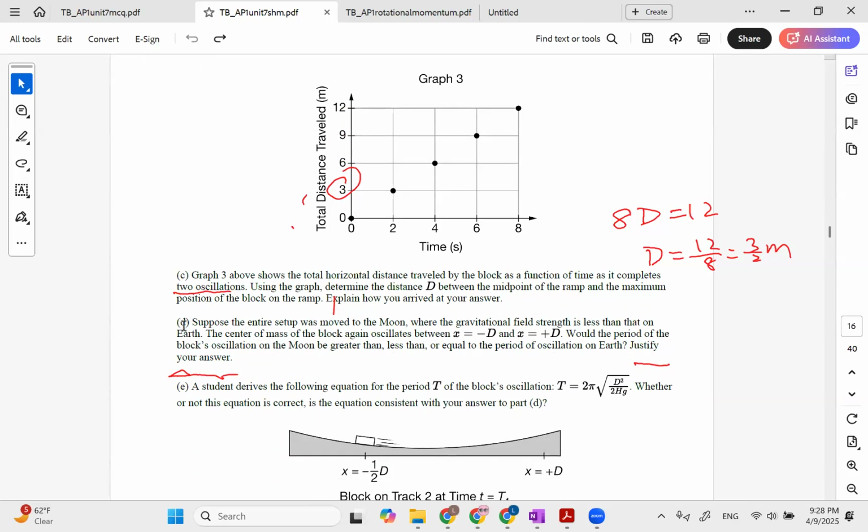D, Bonnie, you can read the question. Suppose the entire setup was moved to the moon, where the gravitational field strength is less than that on Earth. The center of mass of the block again oscillates between x equals -d and x equals +d. Will the period of the block's oscillations on the moon be greater, less, or equal to the period of oscillation on the Earth? Justify your answer.